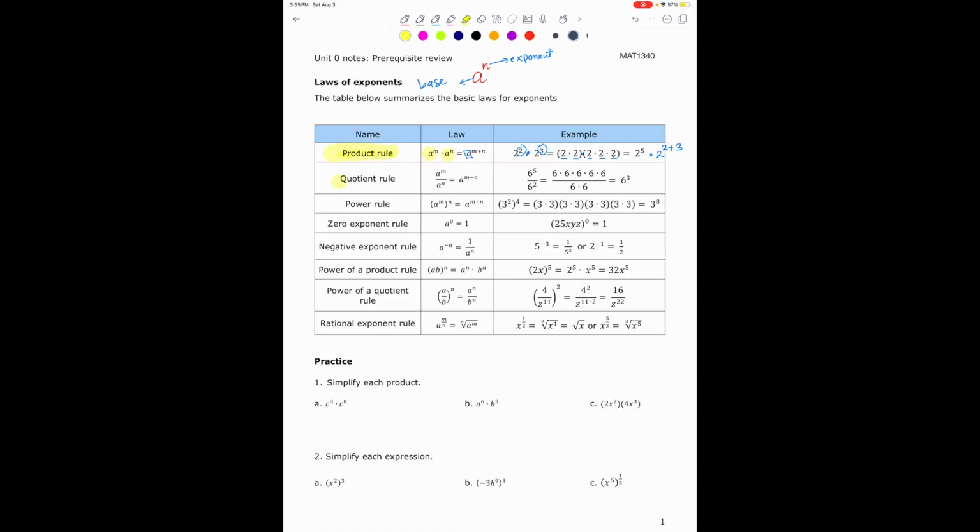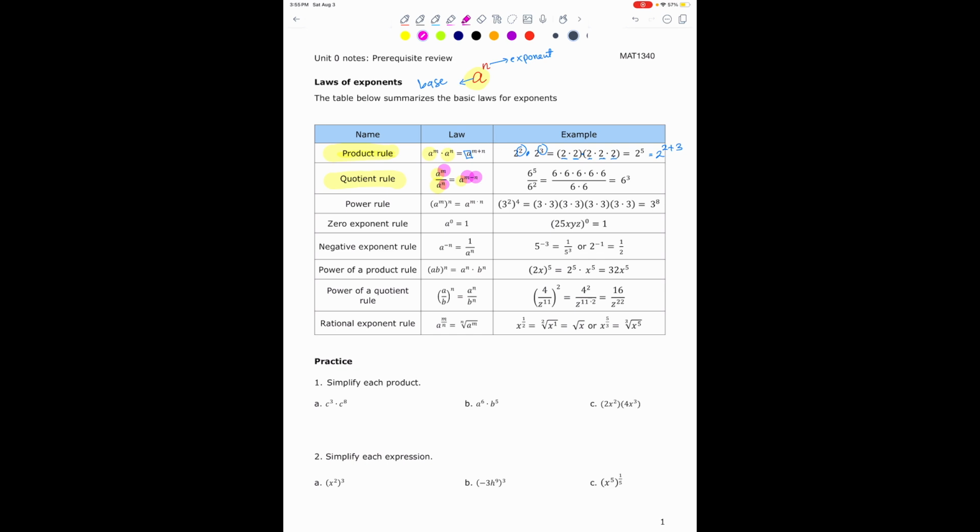The second rule is the quotient rule. The quotient rule is basically similar to the product rule in some way. We will discover that as we go through these rules. It says if you have exponential expressions with the same base, remember, same base, then the answer would be the same base is kept, and then you take the exponent of the numerator minus the exponent of the denominator.